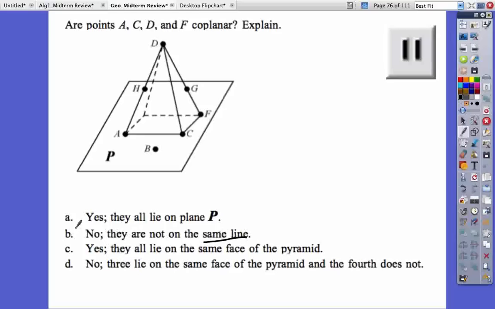They are not on the same line, but you do not choose that answer because they said coplanar. So it has nothing to do with the line. It has everything to do with the plane. 3 of them lie on the same face, D, A, and C. But F does not. That's the 4th. D is my correct answer.